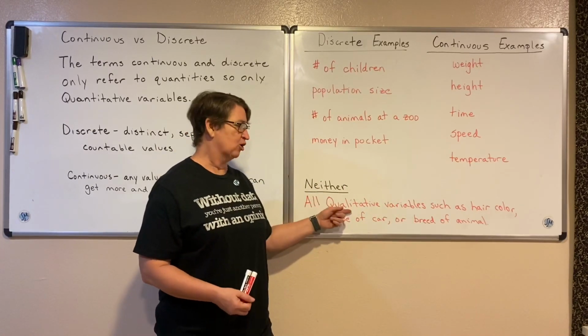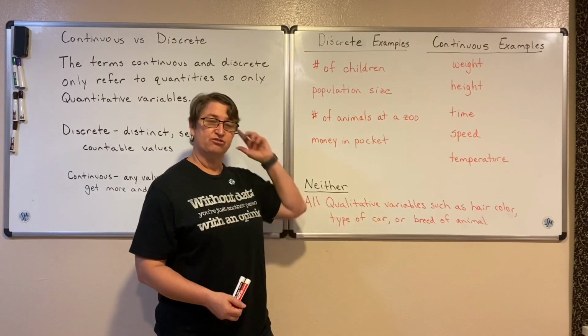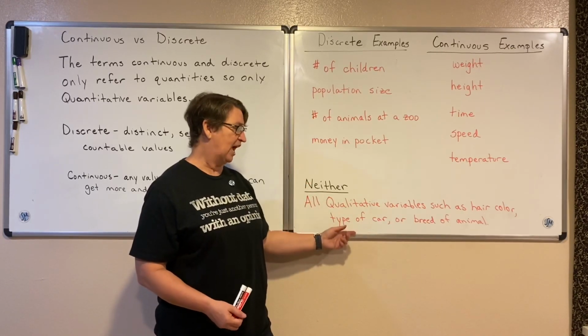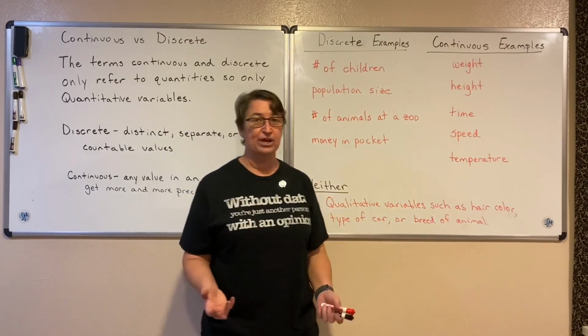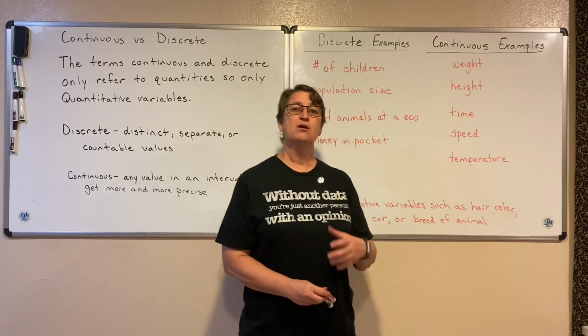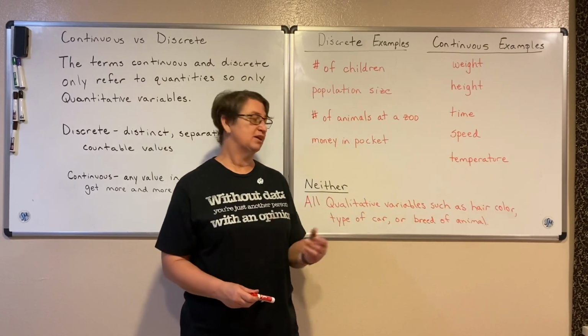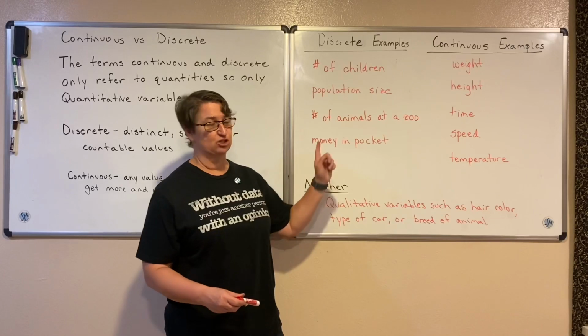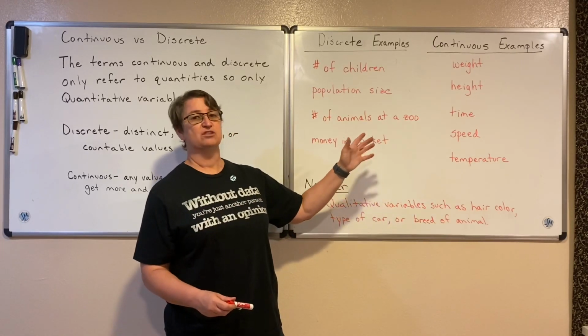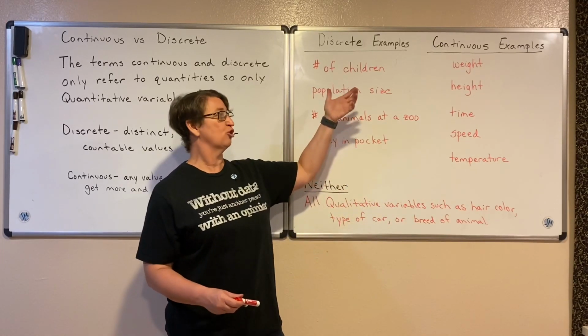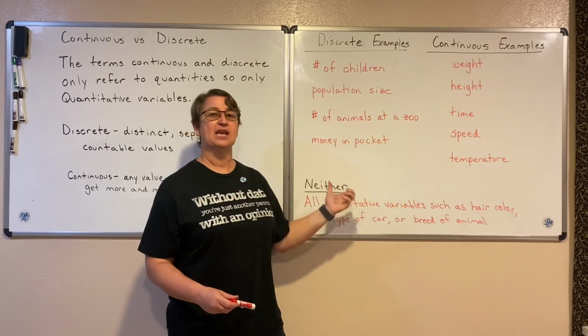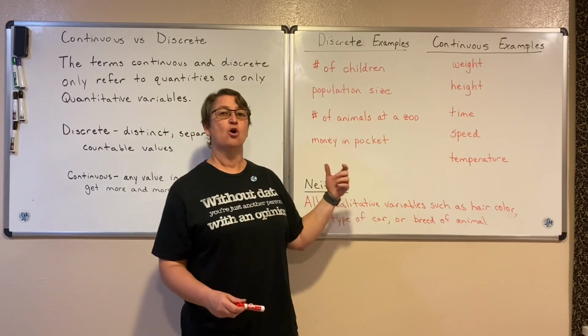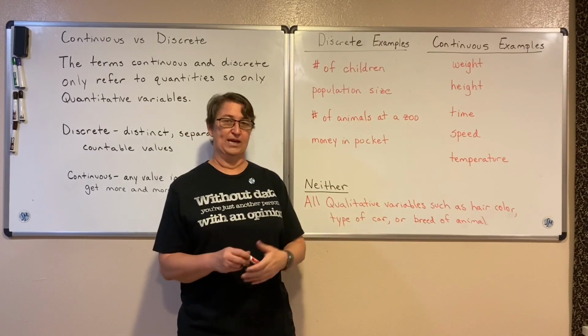And all of our qualitative variables, such as hair color or type of car you drive or the breed of your animal in your home, all of those things, those qualitative data, are neither continuous nor discrete, because those terms don't make sense unless it is quantitative, or some sort of quantity that we're writing down.